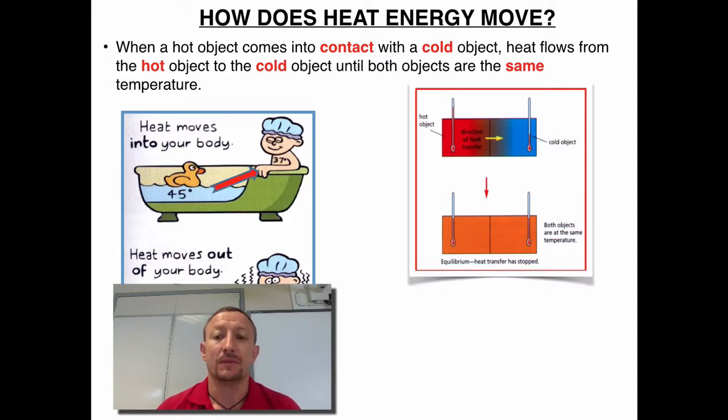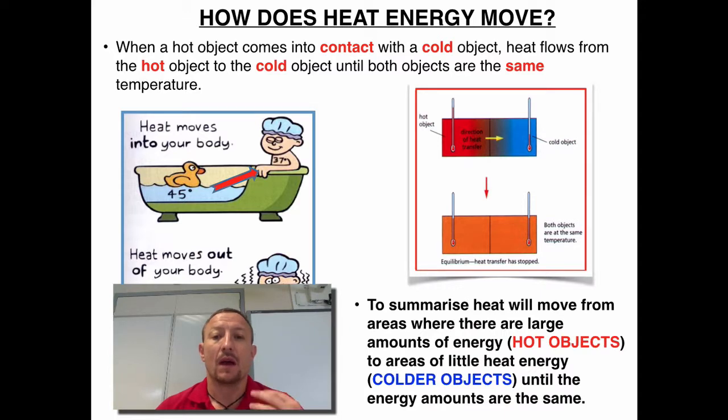Okay, so let's just summarize. Heat will always move from areas where we've got a lot of it, i.e. a hot object, to areas where we've got little heat energy, i.e. a cold object, until the two energies are the same or the temperatures of both objects are the same.